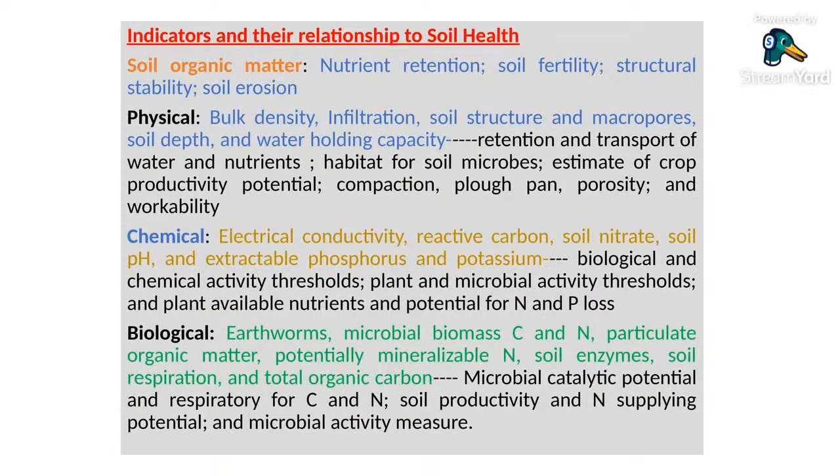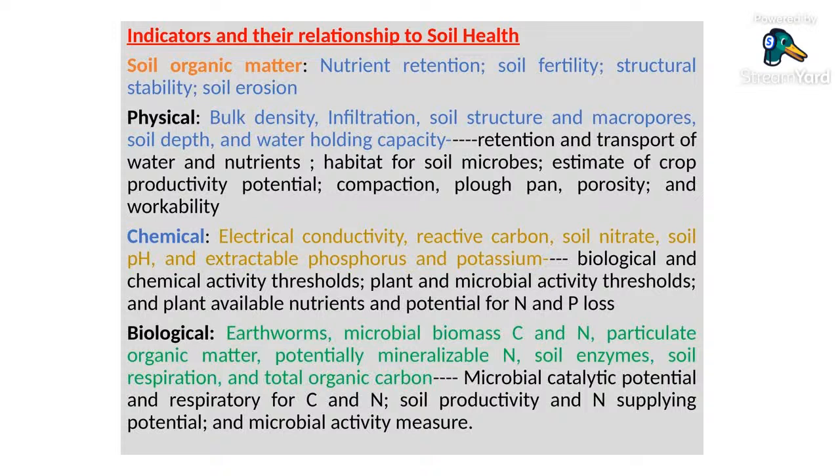Another point is the indicators and their relationship to soil health, meaning what they actually indicate and how they help the soil. Look at soil organic matter and how it helps the soil. It helps in nutrient retention and improves soil structure. In terms of physical properties, it affects structure and water transport, and is a habitat for microbes.